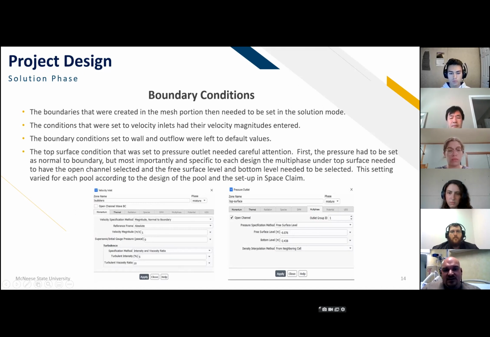The top surface condition is set to a pressure outlet, and it needs very careful attention. That first had to be set normal to the boundary, and then most importantly, under the multi-phase, open channel had to be checked, and then very importantly, looking at free surface level and bottom level.